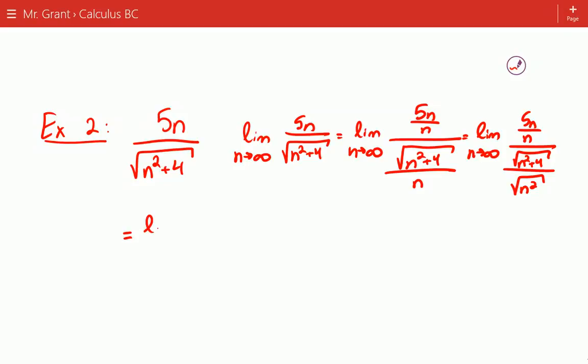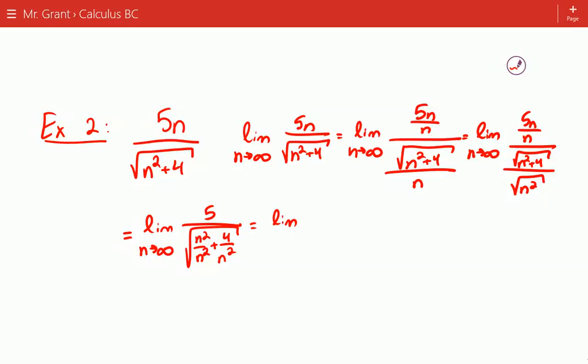Simplifying a bit now, we get the limit as n goes to infinity. 5n over n just becomes 5. We can now rewrite the denominator as the square root over the whole thing. Square root of n squared over n squared plus 4 over n squared.